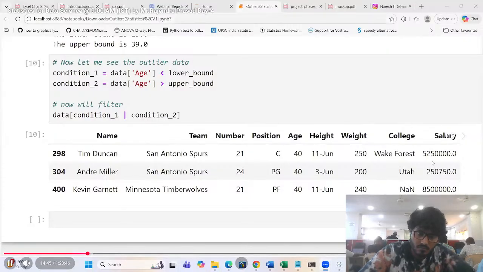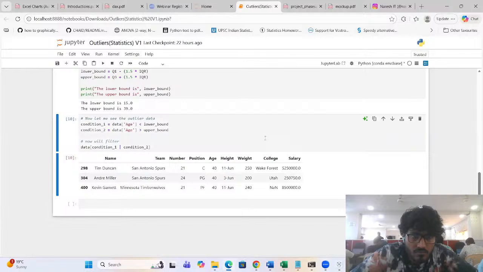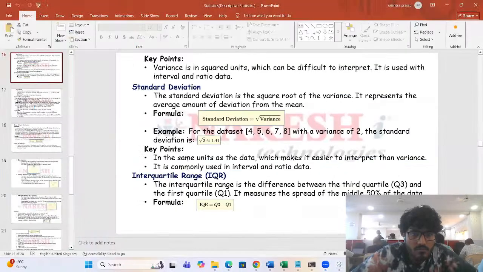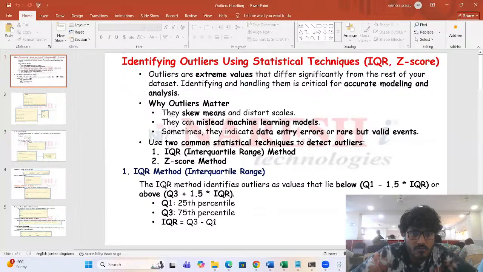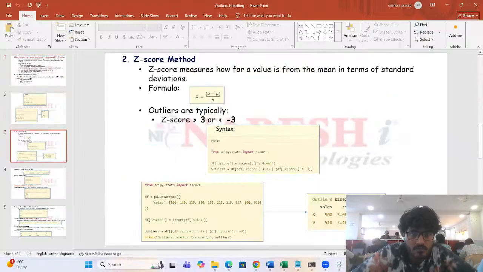Okay. The method called IQR, how this IQR is going to help you to identify the outliers. So now we'll see about the Z-score. Okay. So let me share my presentation file again. So we are looking into this outlier detection. Yesterday we went through this IQR and all the formulas, how we are going to calculate it. Okay. So now we'll see about the Z-score.